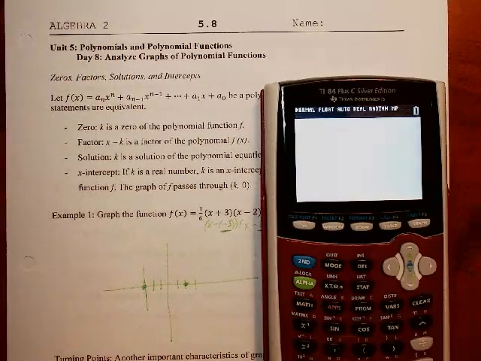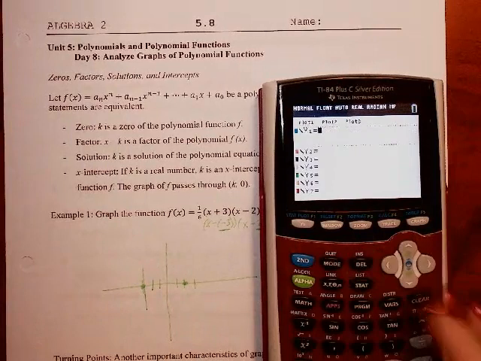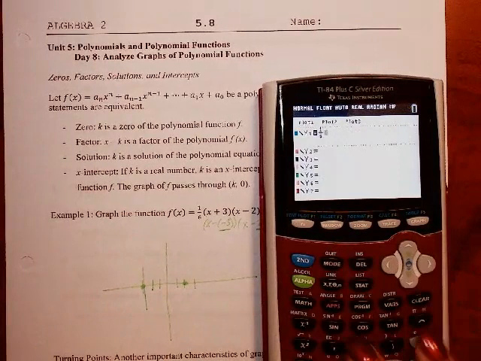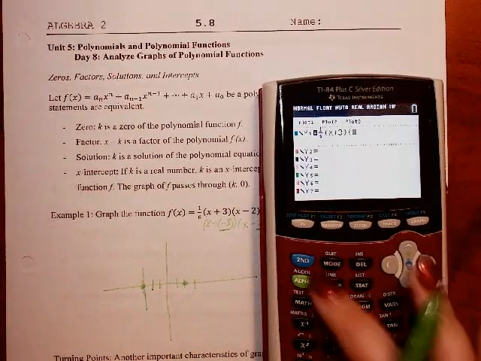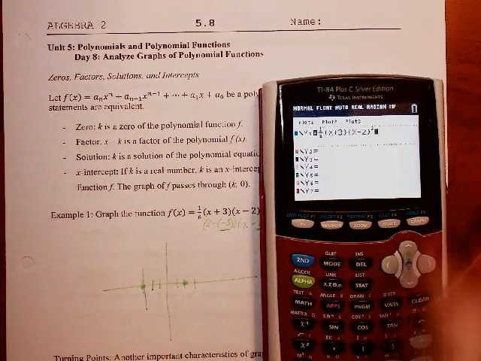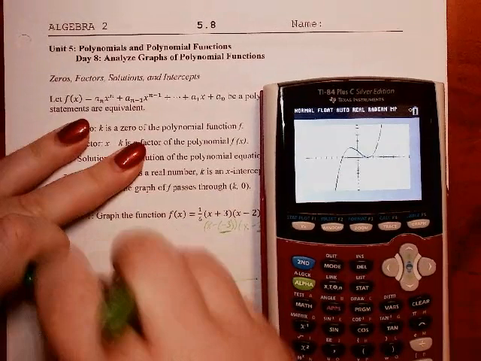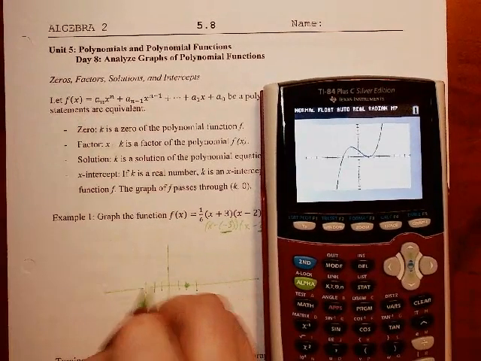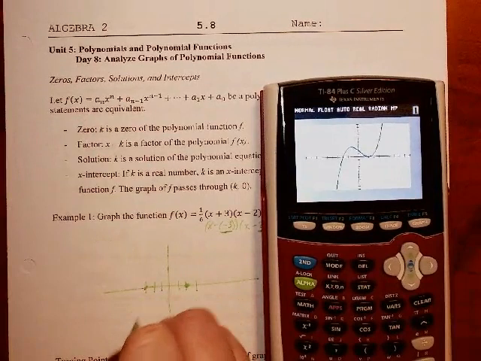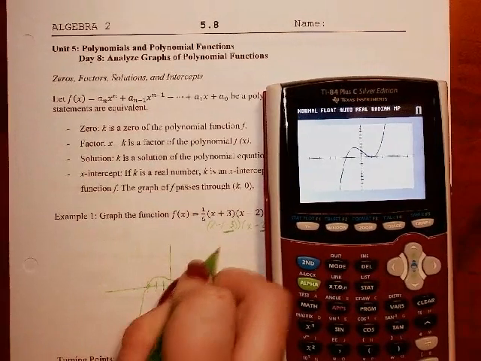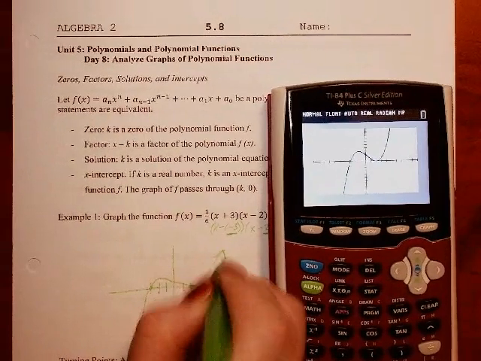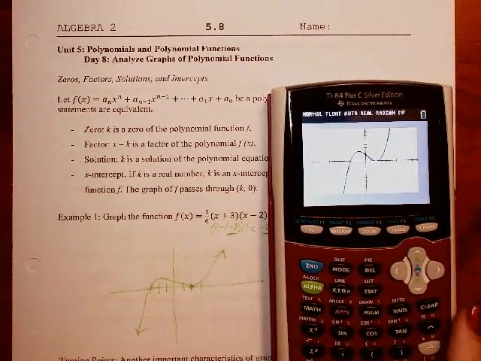Now is where I'm going to graph. So 1/6 times (x plus 3) times (x minus 2) squared. And we graph it. And it goes up through negative 3, and then it comes down to 2 and bounces off and goes back up. So that is the graph of our function.